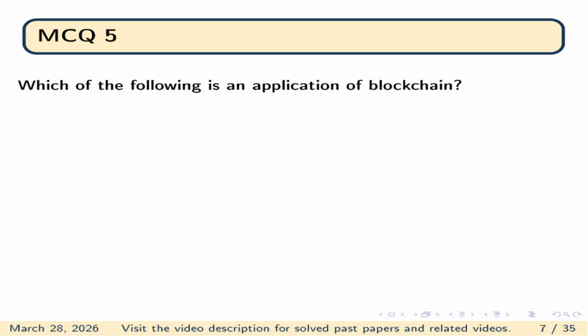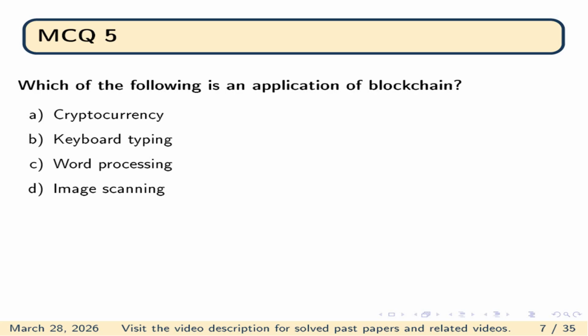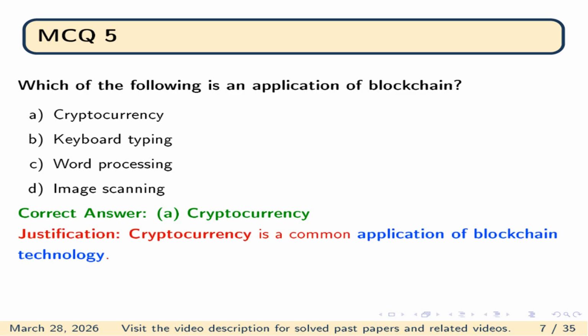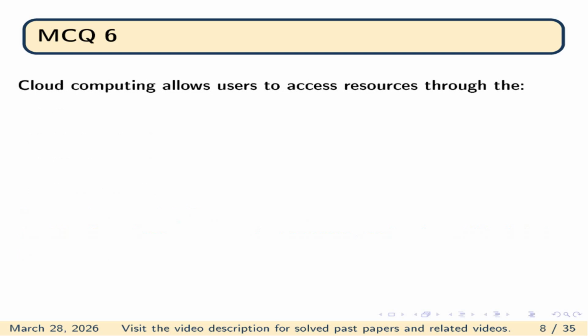Question number 5. Which of the following is an application of blockchain? Cryptocurrency, keyboard typing, word processing, image scanning. The correct option is cryptocurrency, because cryptocurrency is a common application of blockchain technology.